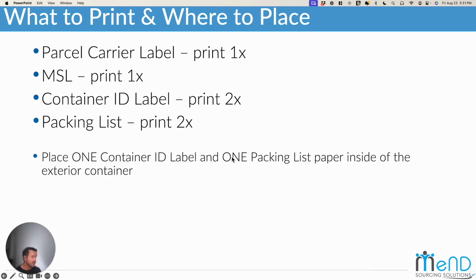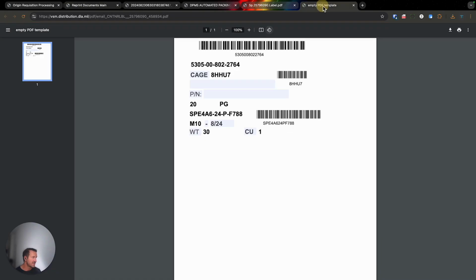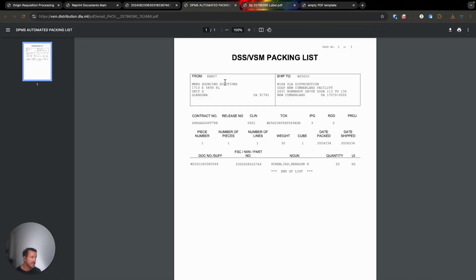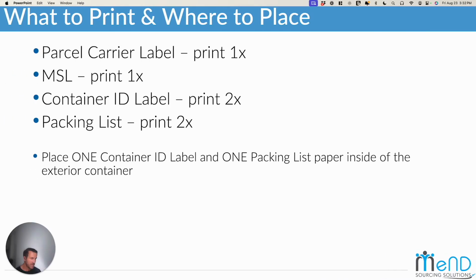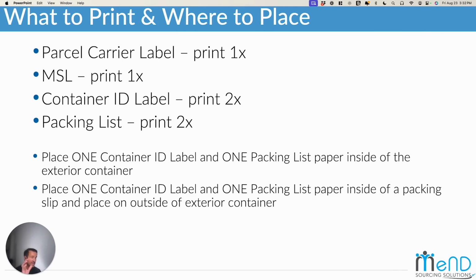Now, what do we do with that? Well, let me go over exactly what we want to do. What you want to do is place one container ID label and one packing list paper, and you place both of those inside of the exterior container. So going back to this, we take one of these container ID labels, and we take one of these packing list papers, and we place them into the exterior container. Okay. Then we place one container ID label and one packing list paper inside of a packing slip, and we're now going to place that on the outside of the exterior container.